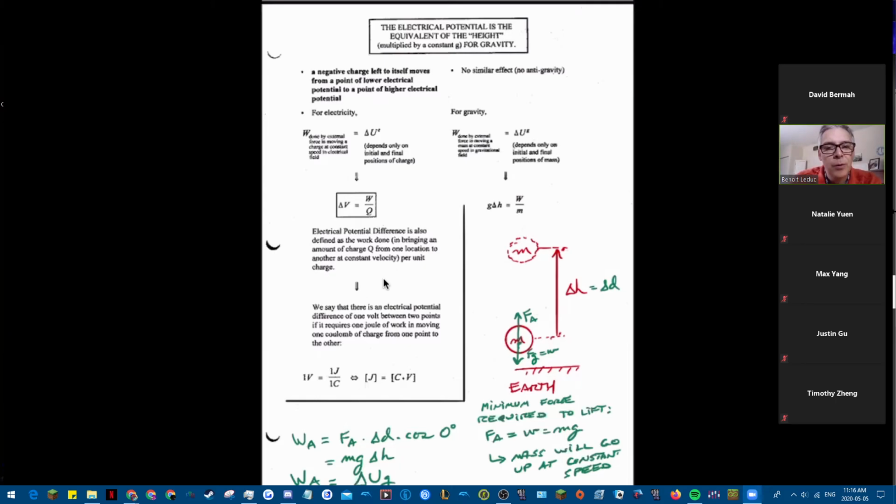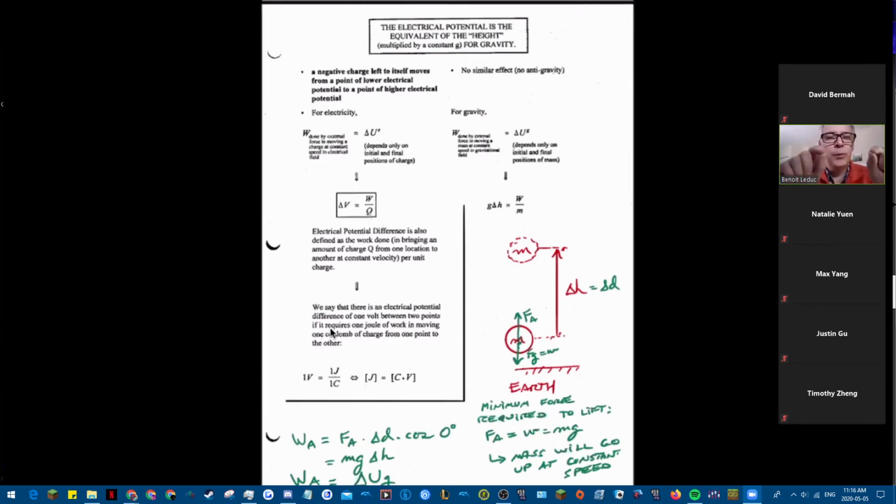So that's the amount of work needed by an external agent in bringing a certain amount of charge Q from one location with one specific electrical potential to another location with a different electrical potential, okay? So delta V, once again, is analogous to delta h. Differences in electrical potential are to electricity what difference in height is to gravity, what difference in pressure is to a water pipe system.